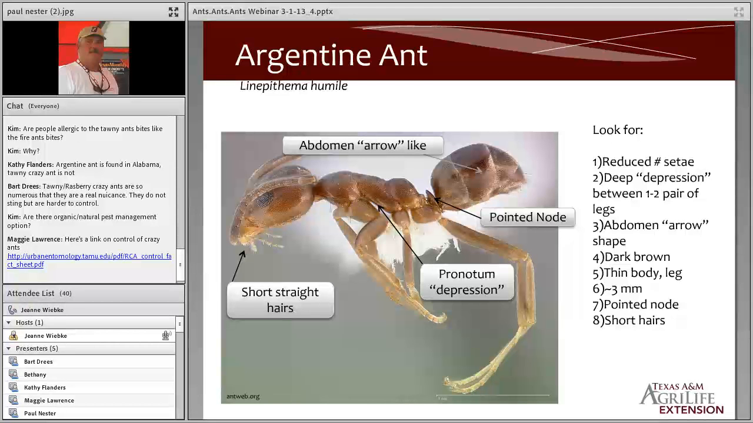In fact, I like to call this the Ferrari of ants because it's very, very sleek looking. It does have an arrow-shaped abdomen. It can be dark brown, has a thin body and leg, and the hairs are very, very short. If you see this ant along the ground, it can be confused with the tawny crazy ant until you look at it under a scope where you see the absence of the large setae, you see the much shorter antennal segment, and then right off the bat you know that it is the Argentine ant.